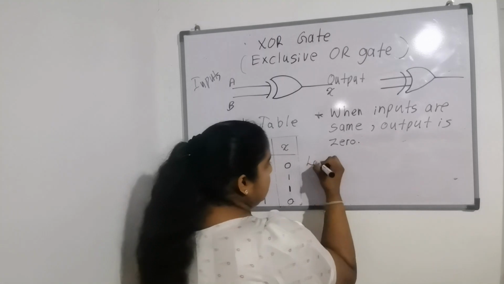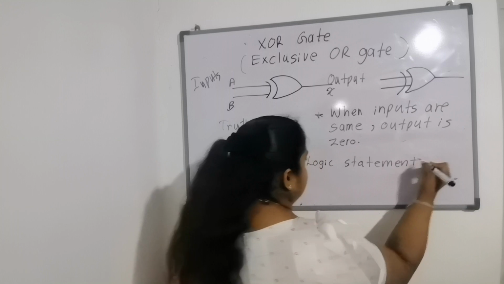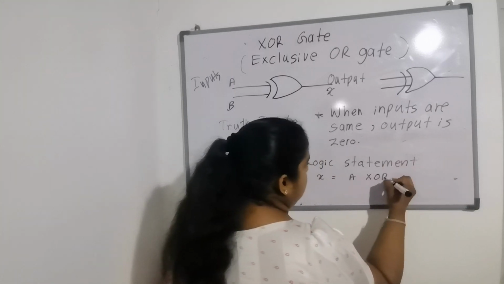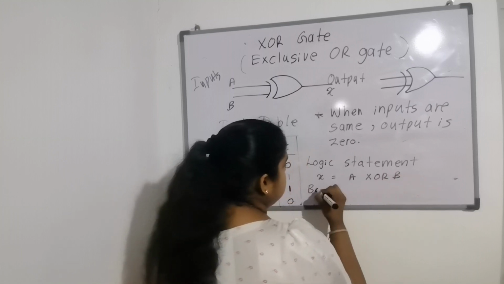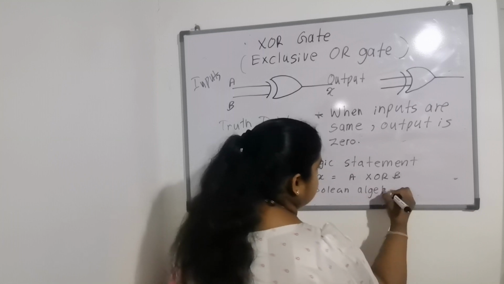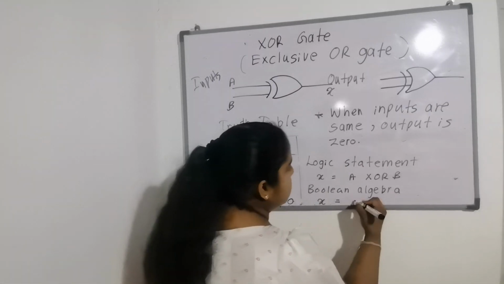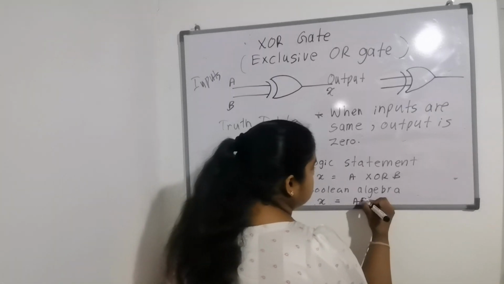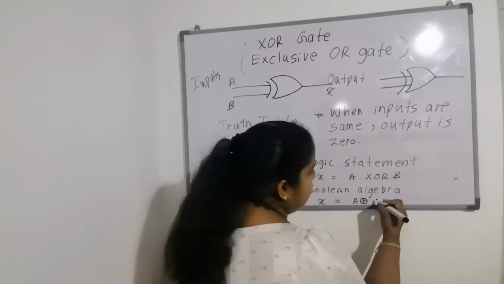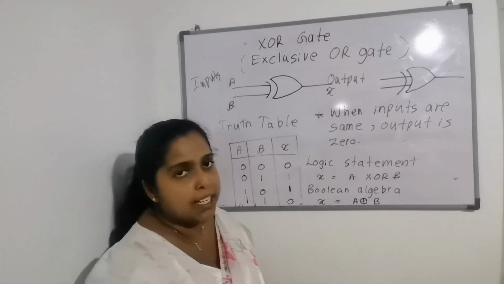Then logic statement, we can write like this: X equals A XOR B. Boolean algebra, that is very special. There are different ways you can write. This is one special method. X equals A plus symbol and draw a circle to touch the lines of the plus symbol. So this is about the XOR gate.